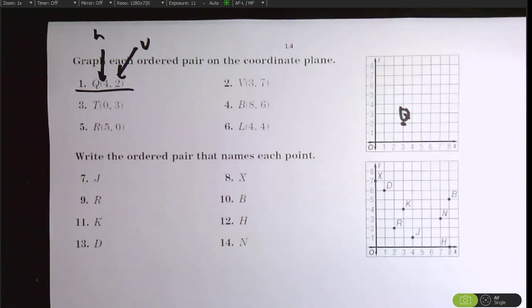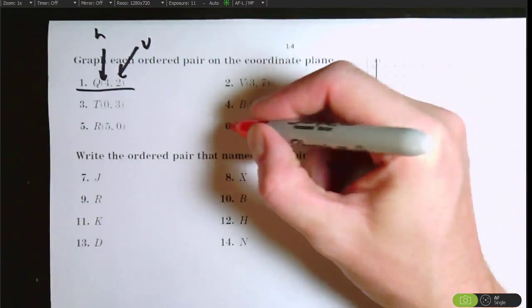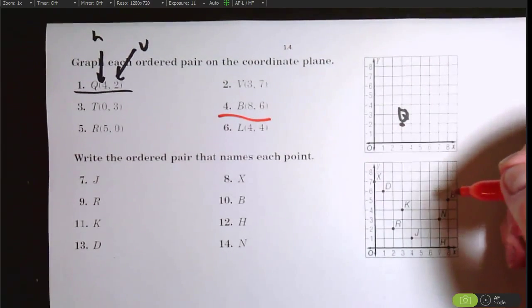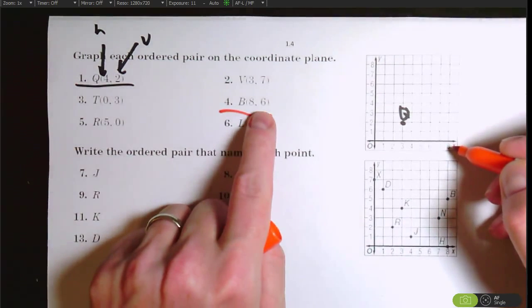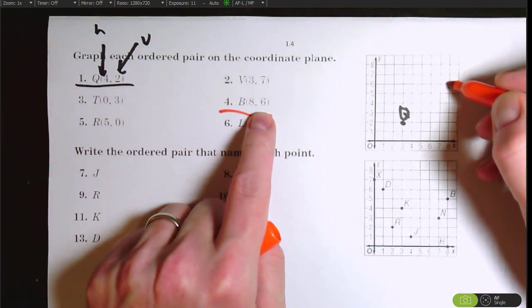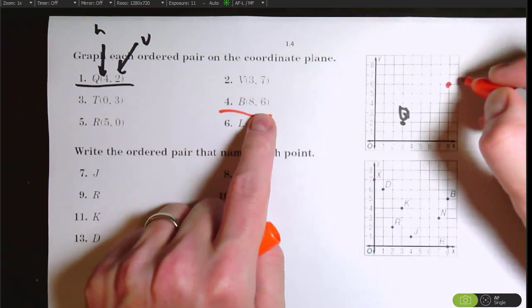Now let's do another one. Just pick a different point, basically random. How about B, number 4? So B is supposed to be at 8, 6, which means right 8, up 6. So I go up 6, and it looks like it's right there. We would put a little B there.